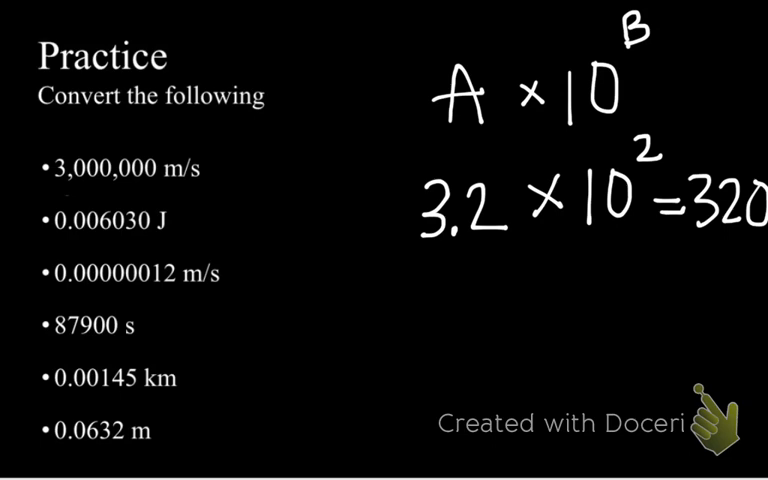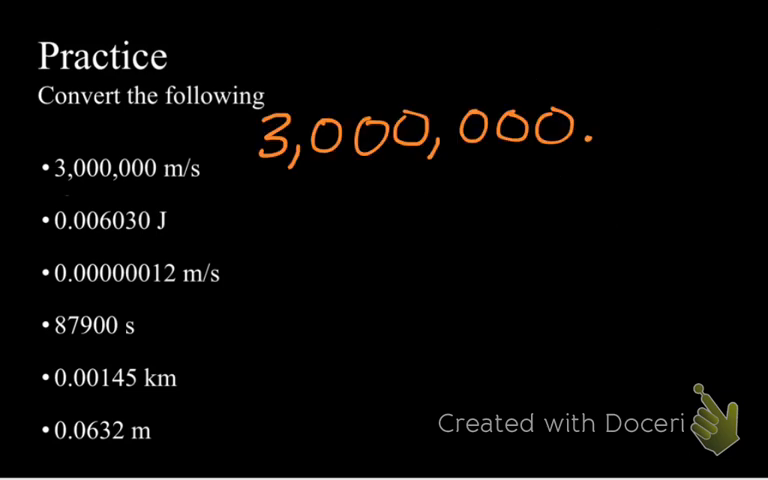Okay, so we're going to do some examples where we go from standard notation, the way you've always seen numbers written, to scientific notation. So in our first example, we have the number 3 million meters per second. The 3 million will have a decimal at the end. Every number has a decimal at the end. Even if it's not written, you have to assume that the decimal is at the end.